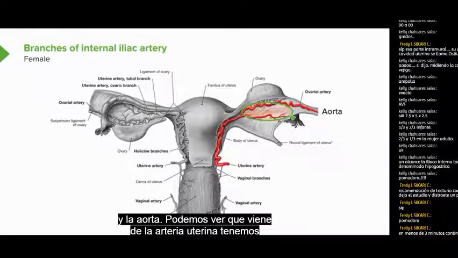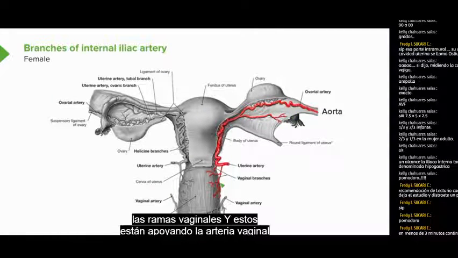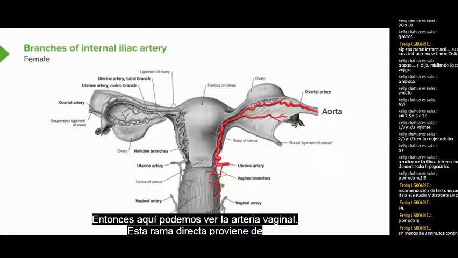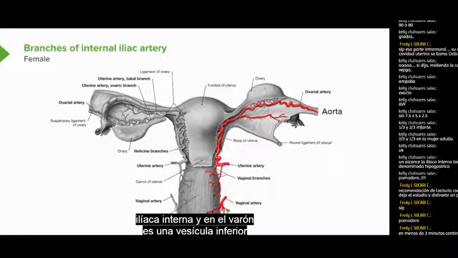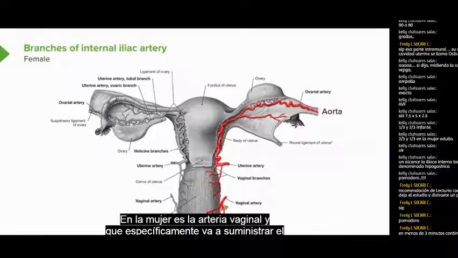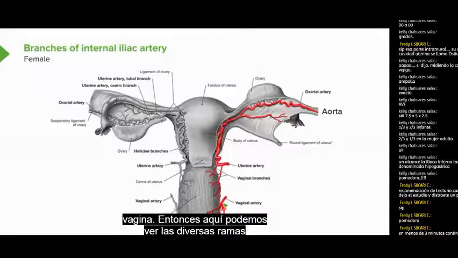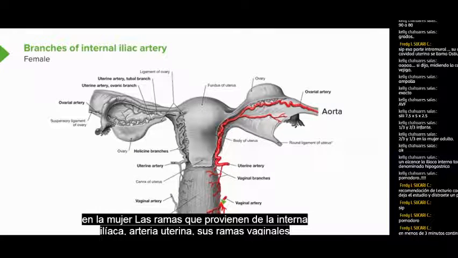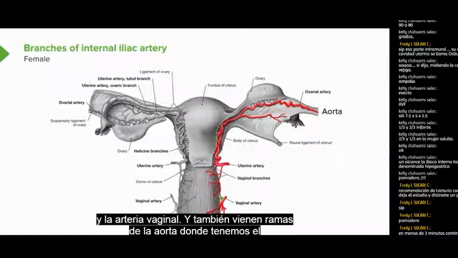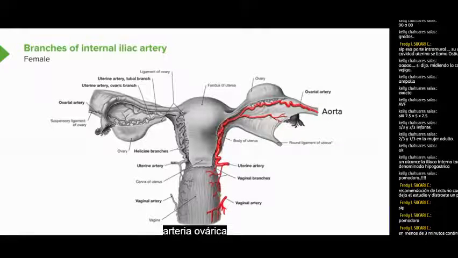We can see that coming from the uterine artery, we have the vaginal branches, and these are supporting the vaginal artery. So here we can see the vaginal artery, this direct branch coming from the internal iliac. In the male, it's the inferior vesical. In the female, it's the vaginal artery, and that's specifically going to supply the vagina. So here we can see the various branches in the female. Branches coming from the internal iliac, uterine artery, its vaginal branches, and the vaginal artery, and also branches coming from the aorta, where we have the ovarian artery.